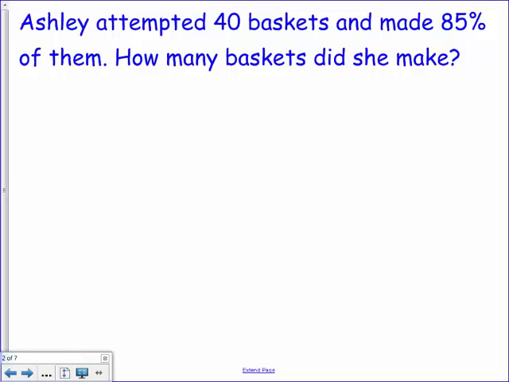All right, so first thing, Ashley attempted 40 baskets and made 85% of them. How many baskets did she make? So just be careful. Sometimes you need to read through twice and really break this down. So think about what's the part, what's the whole. In this one, she attempted baskets and she made baskets. Made is kind of the part and attempted is like the whole. So if she made, we don't know how many. I could set up a percent proportion. I could go x over 40, because we don't know how many she made and she attempted 40. And I could set that equal to 85 over 100.